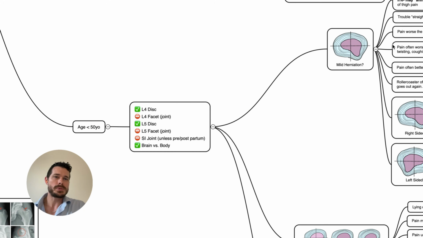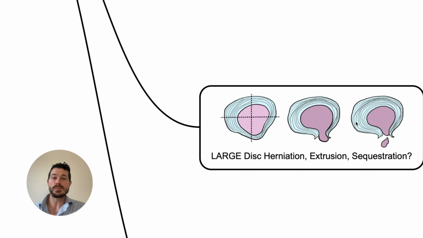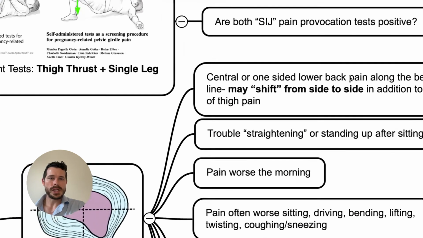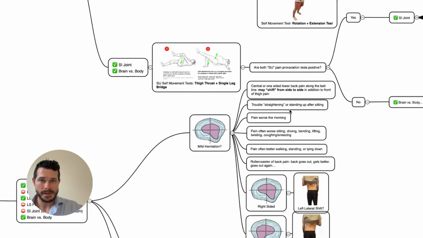But it's possible you have a mild herniation. It's possible you have something more severe, a large disc protrusion or herniation, disc extrusion, disc sequestration. So what's going on? If you have a mild herniation, then chances are you have central or one-sided lower back pain along the level of the belt line. It may shift from right to left, in addition to the front of the thigh pain. Chances are you have trouble straightening or standing up after sitting, so you have transitional pain.